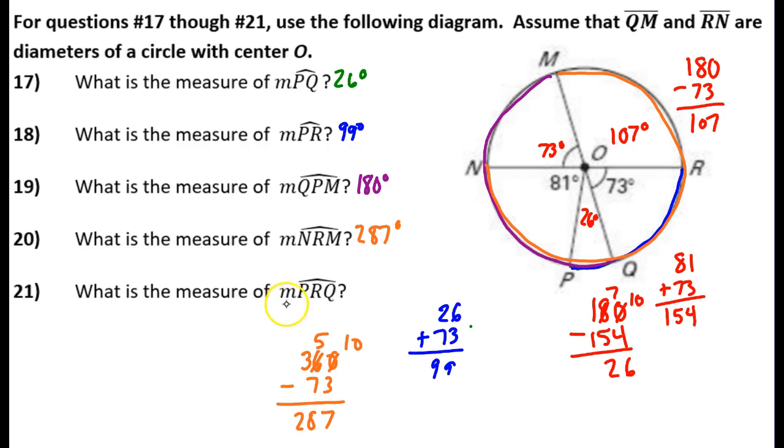What is the measure of PRQ? So P to R to Q, that would be 360 minus this 26 degree angle. Again, you'll have to borrow. So 10 minus 6 is 4, 35 minus 2 is 33, so this is 334 degrees.